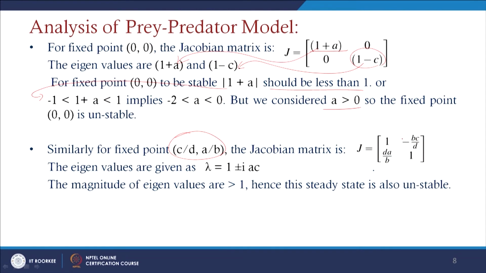So, the same is written here, and for the eigenvalues, we consider 1 minus lambda and 1 minus lambda, and its determinant equals 0. Then we find that lambda equals 1 plus or minus i times the square root of a c, and the magnitude of these eigenvalues is greater than 1, hence the steady state is also unstable here.